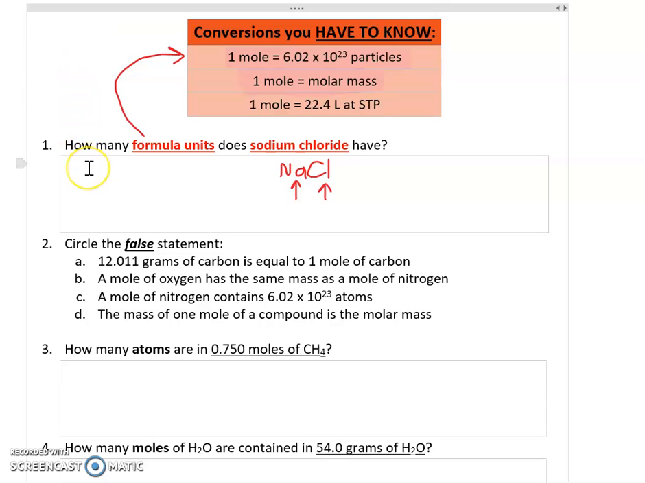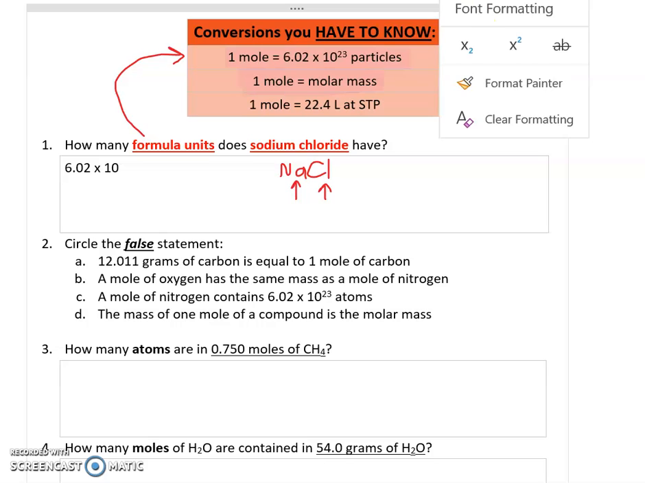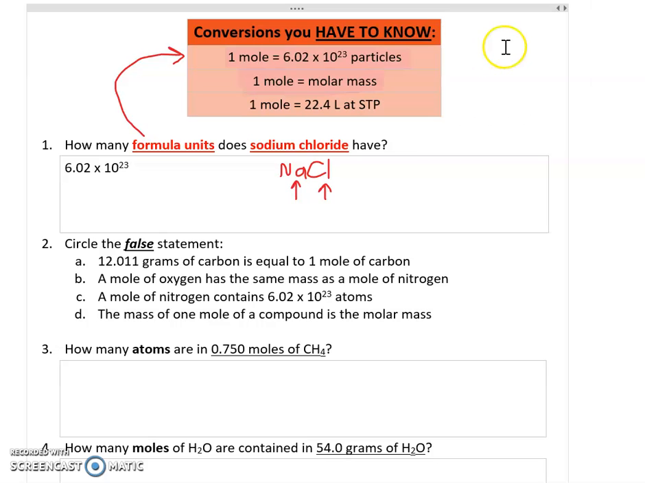So, how many formula units does sodium chloride have? Well, I know that every single compound, doesn't matter how big or how small, will always have 6.02 times 10 to the 23rd formula units. That is just a basic memorization right here. 1 mole is equal to 6.02 times 10 to the 23rd particles, atoms, molecules, formula units. In the case of sodium chloride, it is formula units.